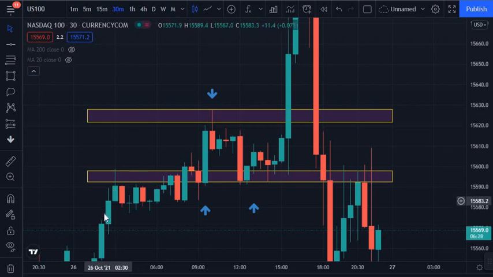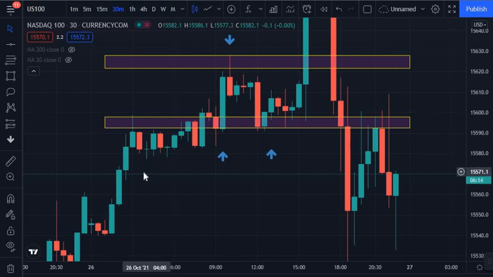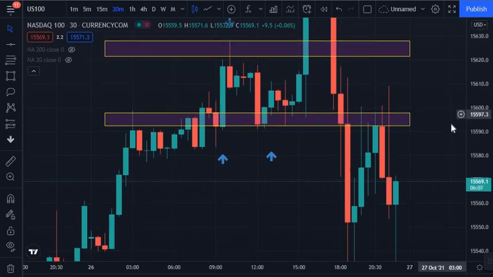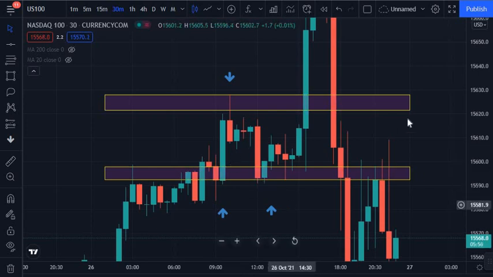So NAS 100 on open, it opened at this level over here. Let's see, it opened over here, right? It moved up. So we needed to find a little bit of structure. So it formed a little bit of structure. So what we saw in the morning, South African time, is that we identified our range, right? We identified our areas of value, sorry.